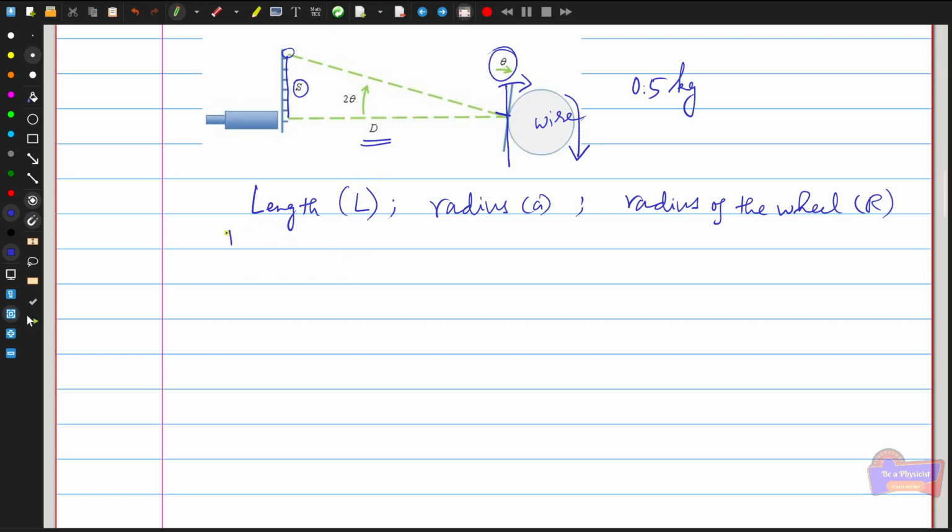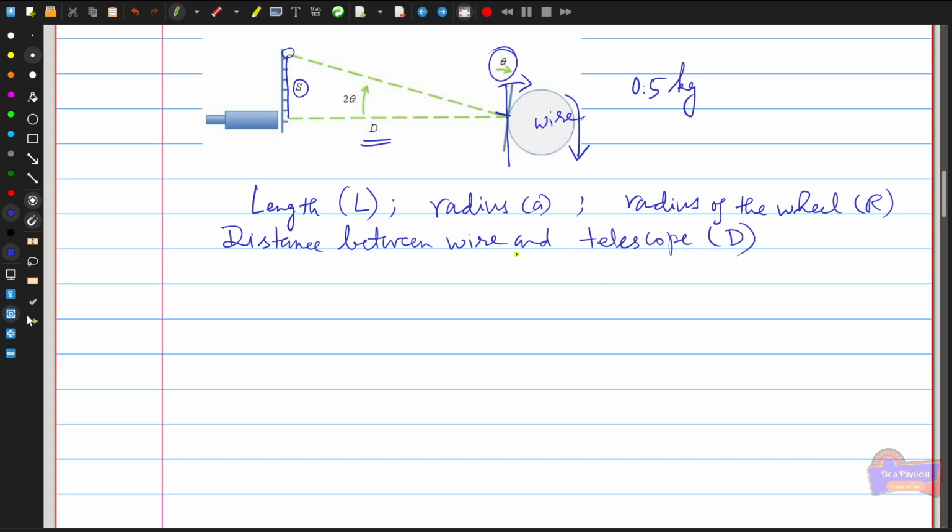Then we already know the distance between the wire and the scale telescope, which is taken as a capital D. Okay, so if all these measurements are known, then you can find the rigidity modulus using the formula 4 m g R L D divided by 5 a to the power 4 s. So instead of taking the theta, we are actually calculating the D and s, so that we can easily calculate the rigidity modulus.